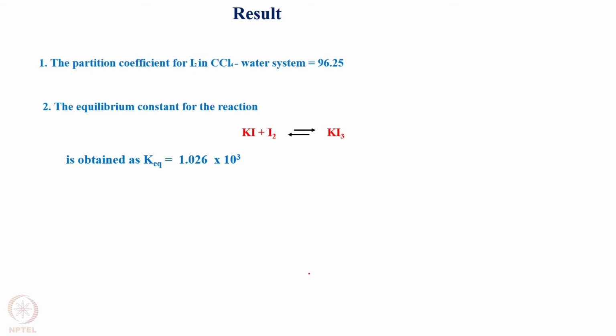These are the results of our experiment. The partition coefficient for I2 in CCl4 water system is calculated as 96.25, and the value of equilibrium constant for this reaction is obtained as 1.026 times 10 to the power 3. So in this experiment, we see that we can use the concept of partition coefficient to determine the equilibrium constant for a reaction in which the determination of each of the ions or components involved in the reaction is not very precise. So partition coefficient helps in determining the precise concentration of each of the components or each of the ions involved in the equilibrium reaction.